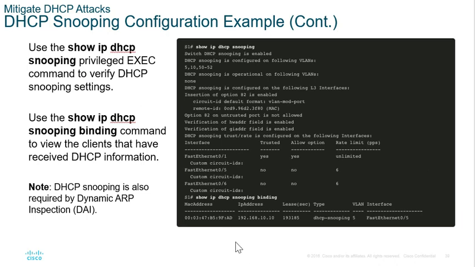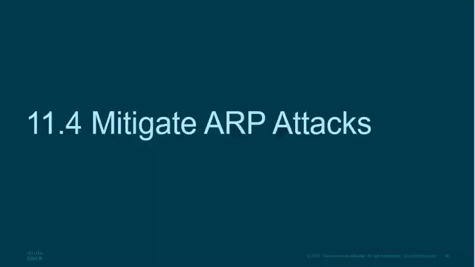To verify, use the show IP DHCP snooping command. You can also view the MAC address and IP address binding using the show IP DHCP snooping binding.